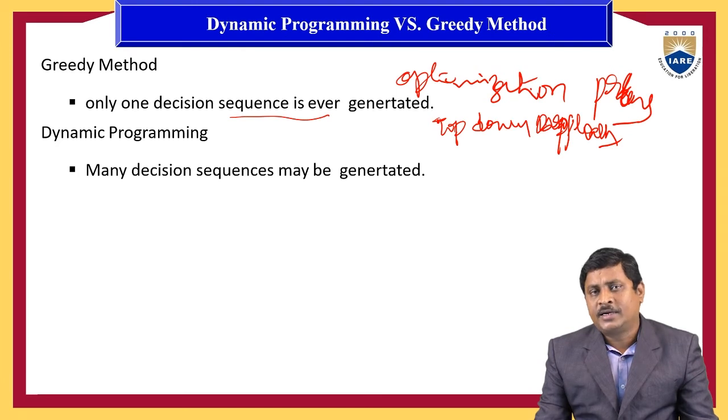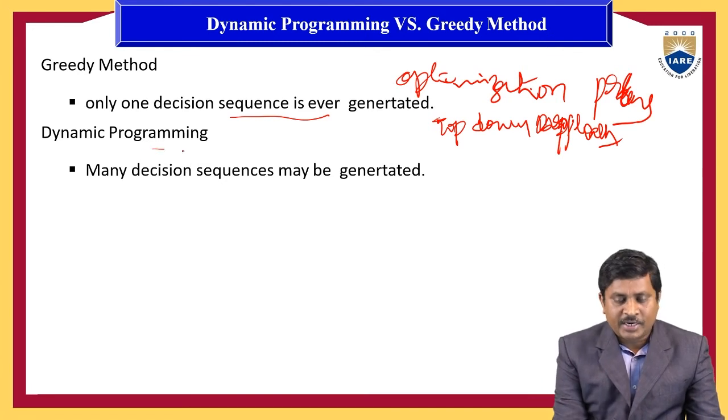In the greedy method, we mainly solve problems like the fractional knapsack problem and minimum spanning trees, finding them using Prim's and Kruskal's algorithms. In those, we solve the problem with a top-down approach.